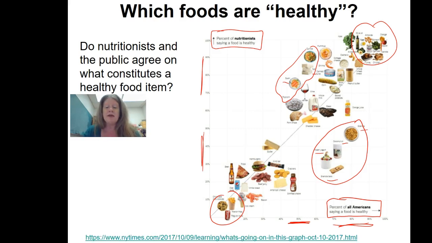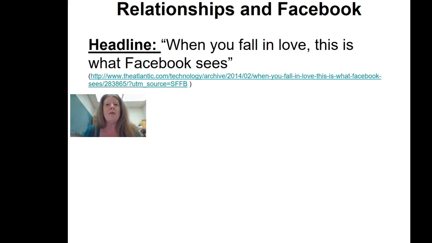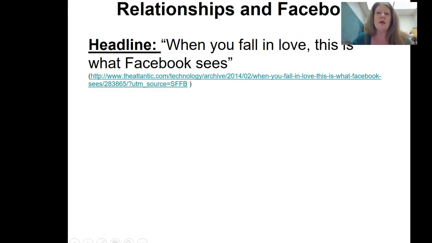Here's another, and if anyone wants to look at this in a little bit more detail, here's a link to the actual article about it. When you fall in love, this is what Facebook sees. I'm not really sure if Facebook is as popular as it once was, but some researchers did a study where they looked at relationship statuses and timeline posts to see if there was some kind of relationship.